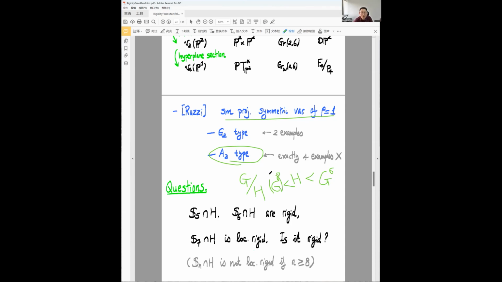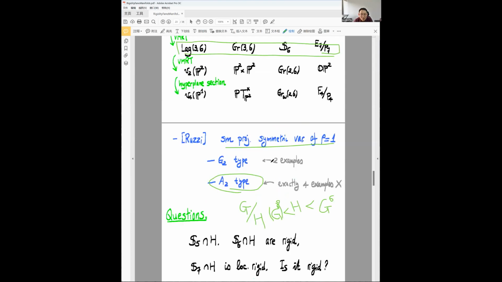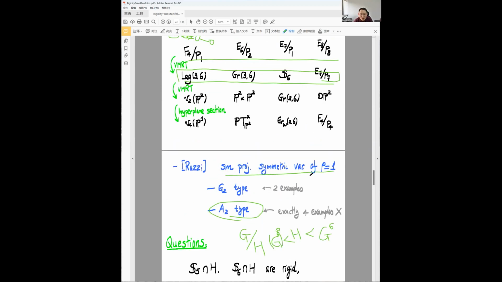So this is the usual definition of symmetric spaces. And then a symmetric variety, a particular symmetric variety, is a projective completion of these symmetric spaces. So why are there only these four examples? Because he added this condition of Picard number 1.